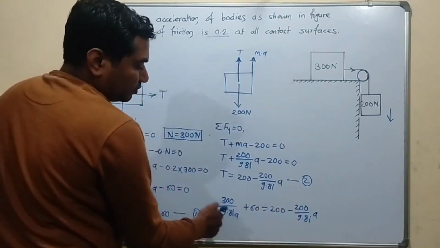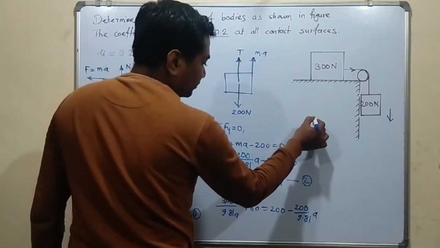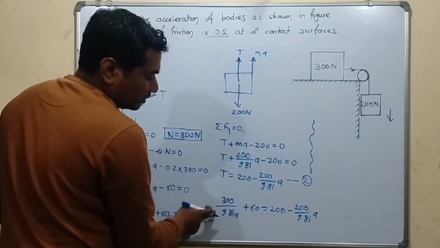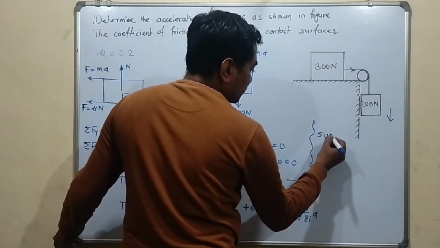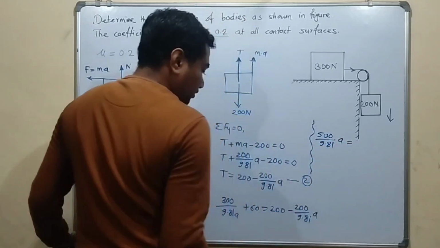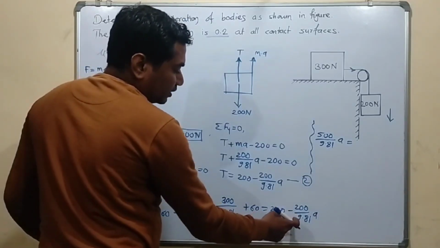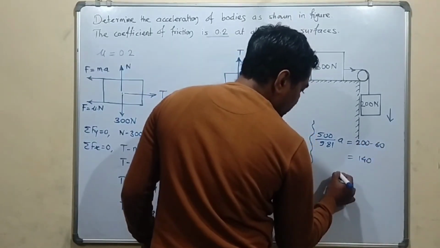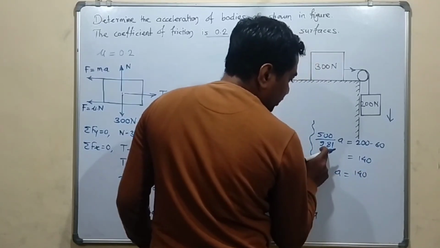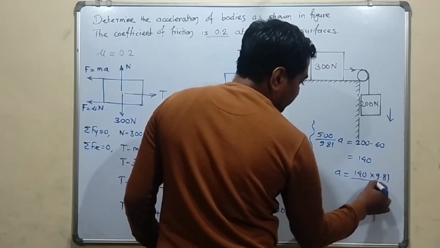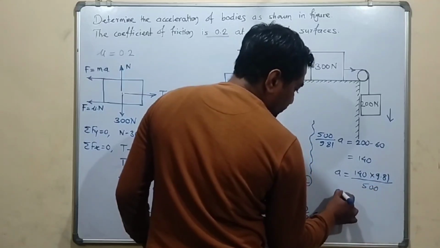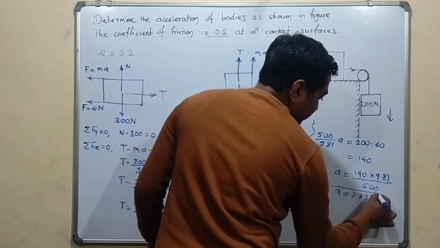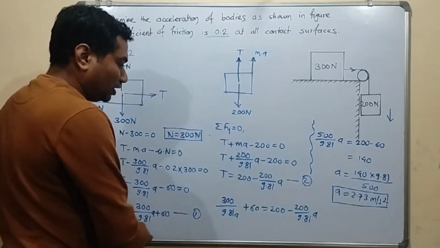By taking similar terms on the same side, we can solve this. If we take this term on the left side, 300 plus 200 becomes 500 divided by 9.81 A, is equal to, now 60 we take on the right side, 200 minus 60, that is 140. From this we can write A is equal to 140, this 9.81 will be in multiplication and this 500 will be in division. After solving this we get A equal to 2.73 meter per second square.